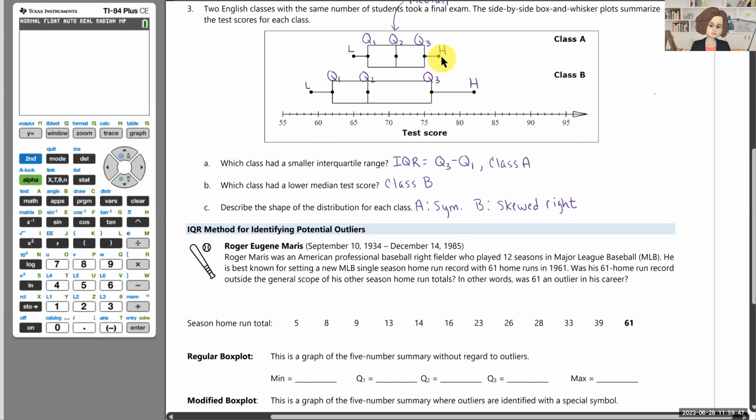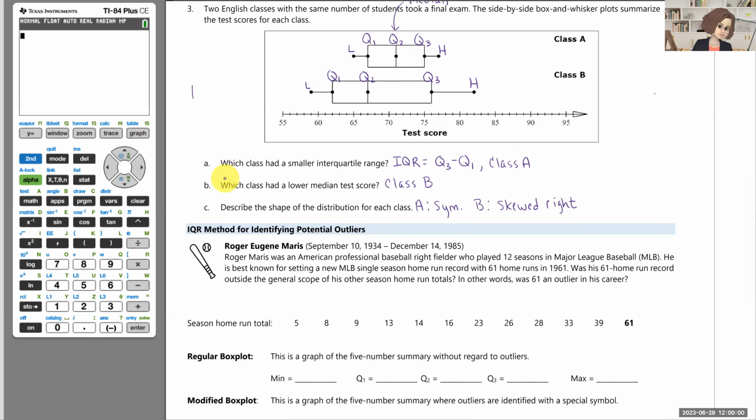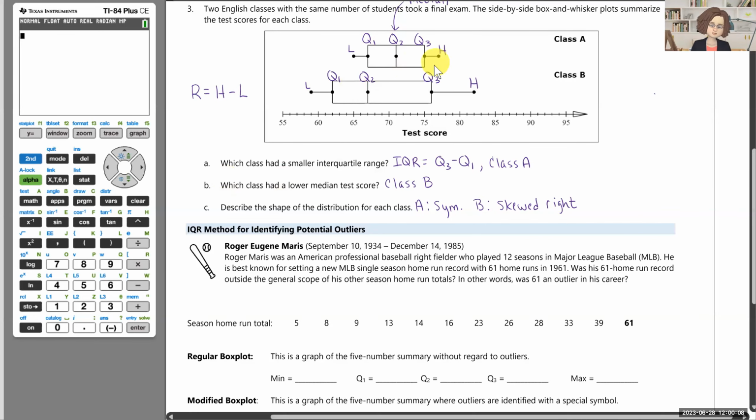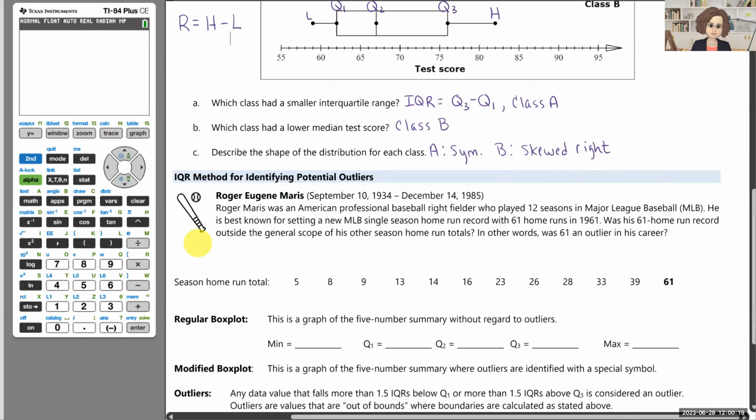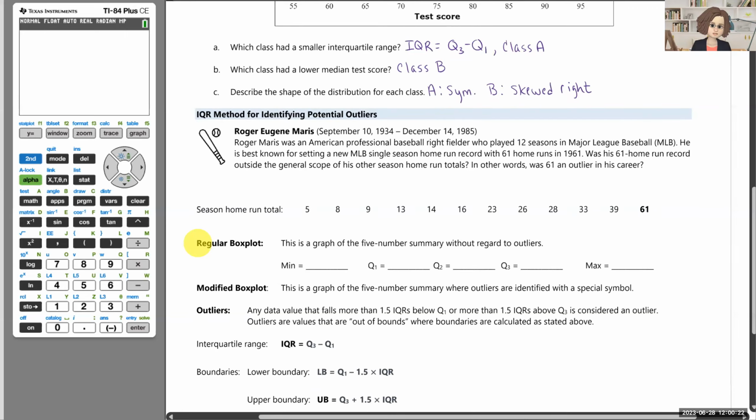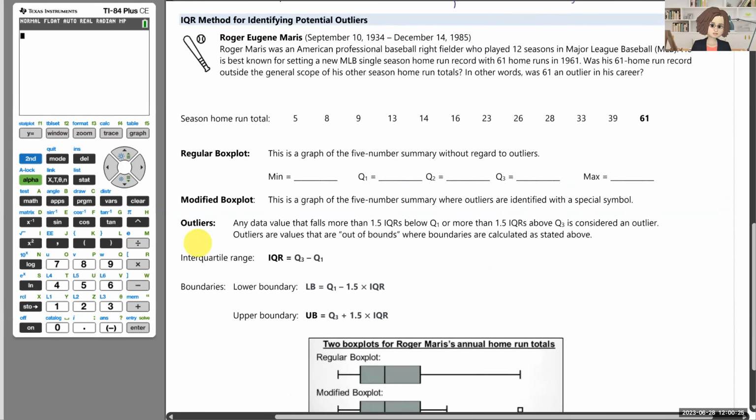I can see here that the difference between the highest score and the lowest score in class A is smaller than the difference between the highest score and the lowest score in class B. Just a reminder that interquartile range is the length of the box. Regular range is the distance from whisker to whisker. All right, so let's move forward now. Next, we're going to get back to the concept of outliers. Sometimes data sets do have outliers present, and that's what we'll step through next.